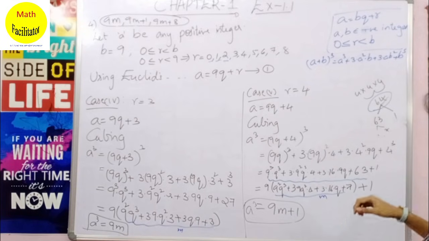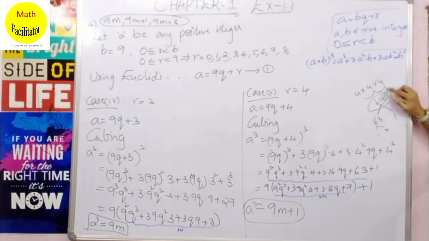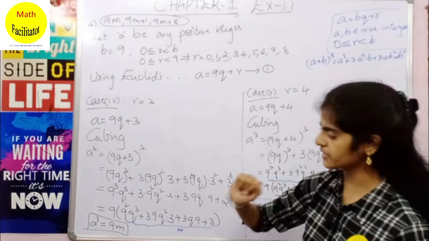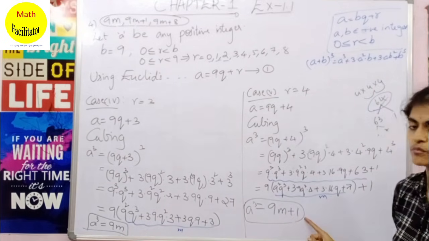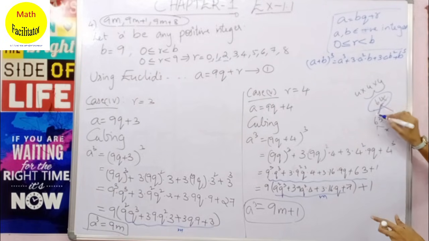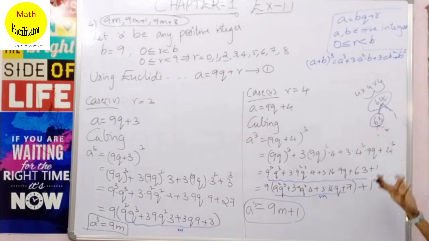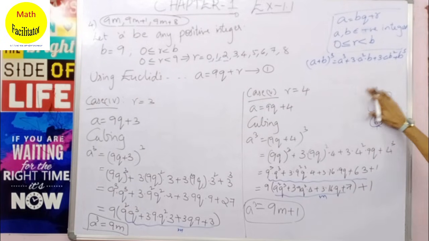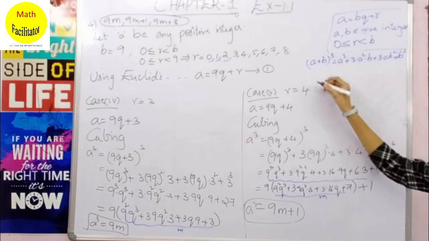Now I'll just give you the hint. Here, splitting this, I have 64, but just by seeing the pattern I understood that after 9m I should get 9m plus 1. That means I have to split this 64 as something plus 1. What is this something? It will obviously be 63. Now the next one, I'll just give you the hint. I want you to try it on your own.